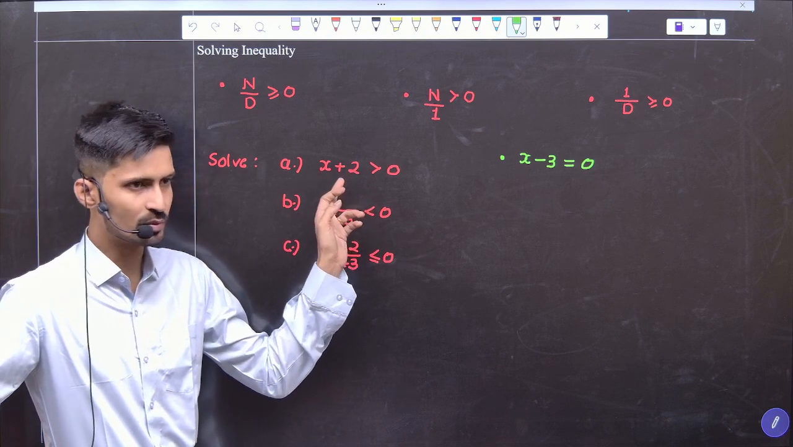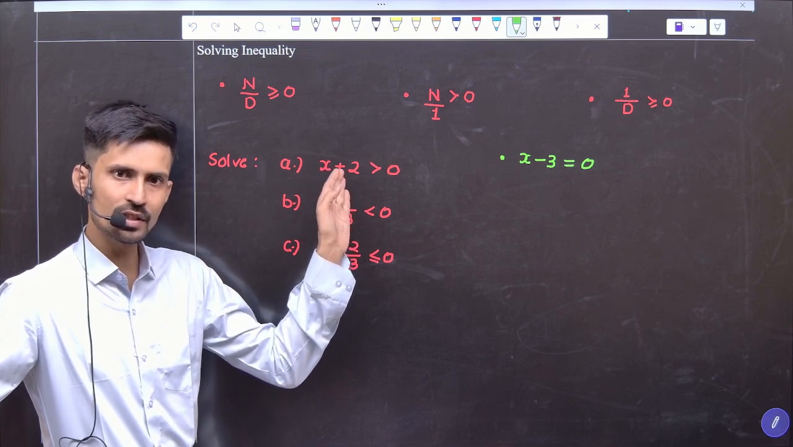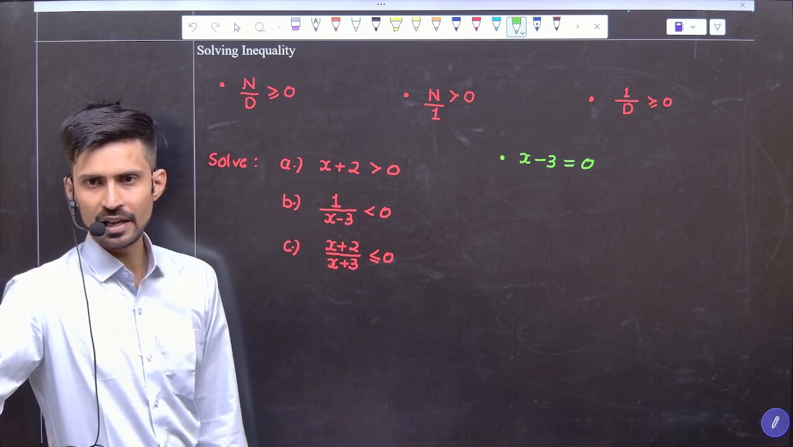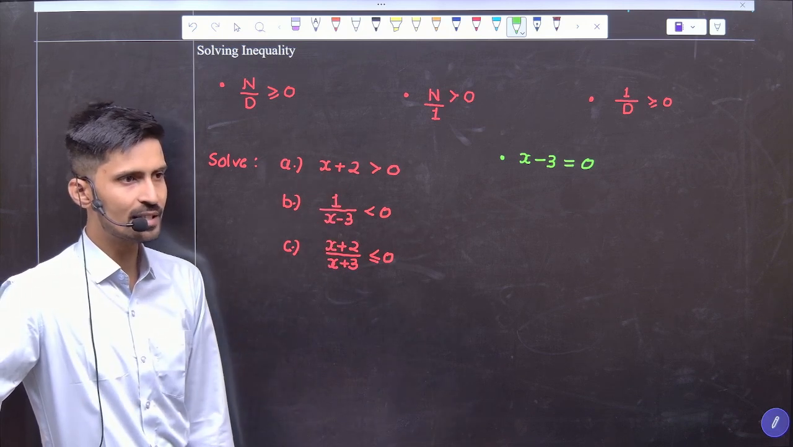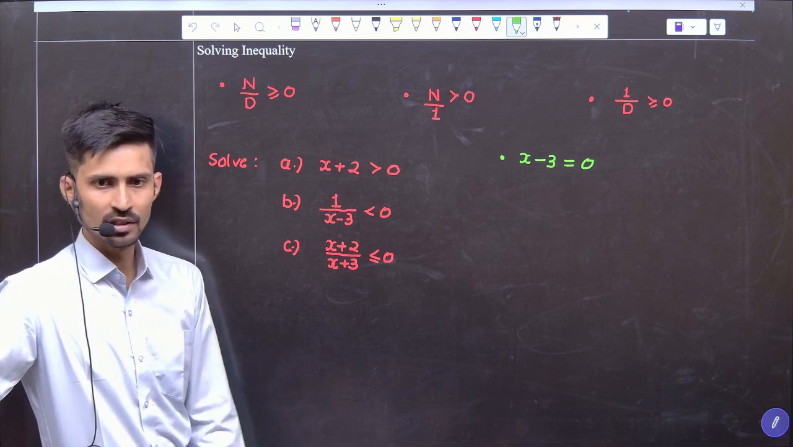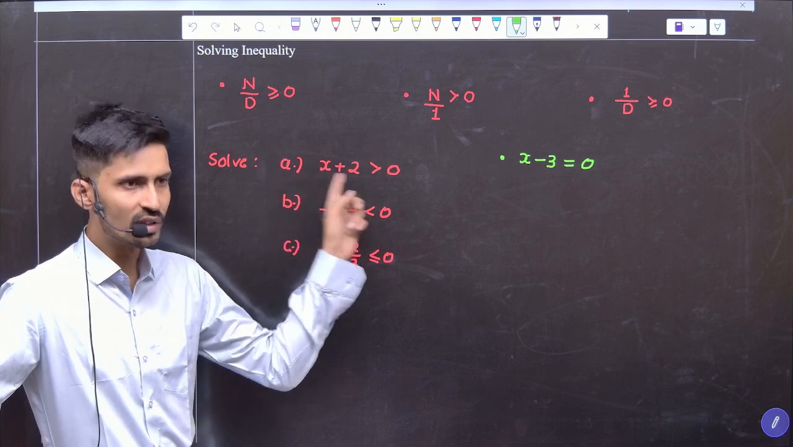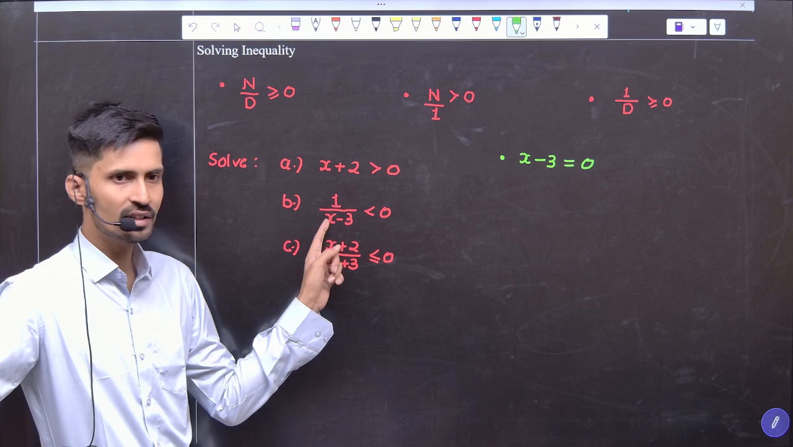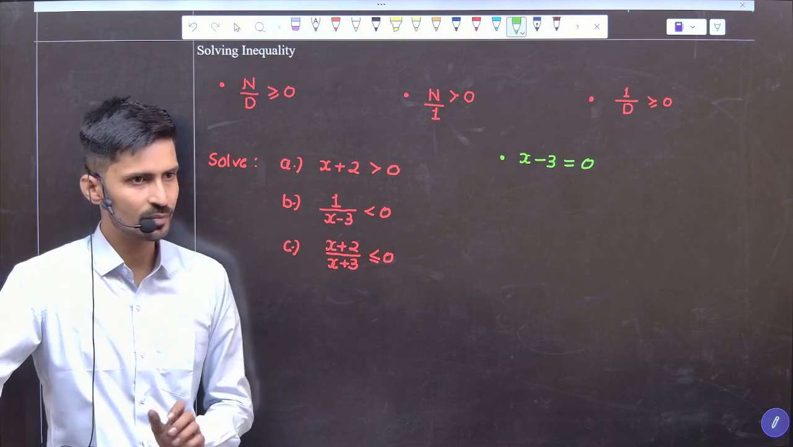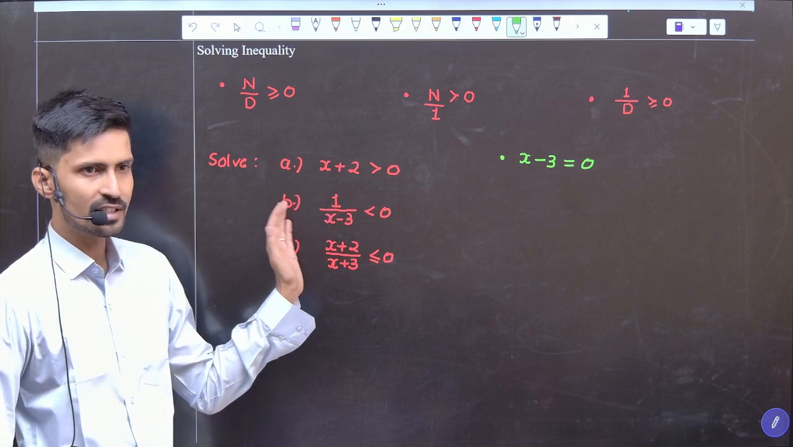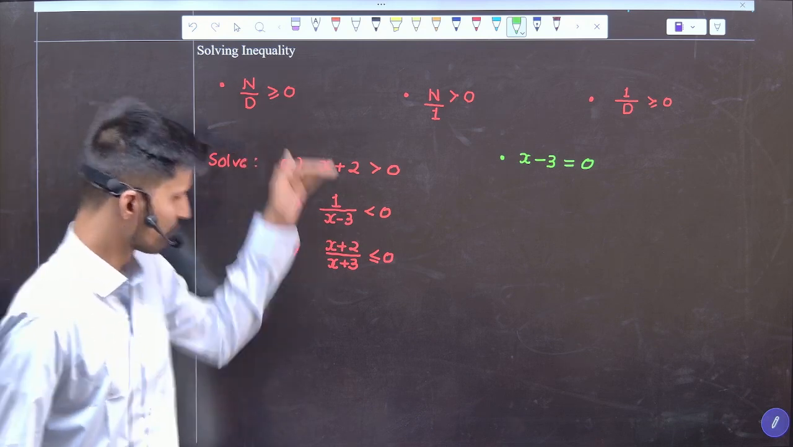Put 0. 0 plus 2, 2. 2 greater than 0 is correct. It means at place of x, 0 is acceptable here. Similarly, at place of x, is 1 acceptable or not? Acceptable. So the same question is there: at place of x, what are the numbers acceptable for this inequation? Yes or no? So here the concept is the same. How we will do that part is the same, and that part is very easy to write down.